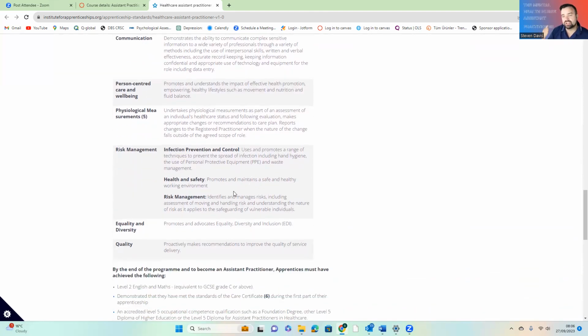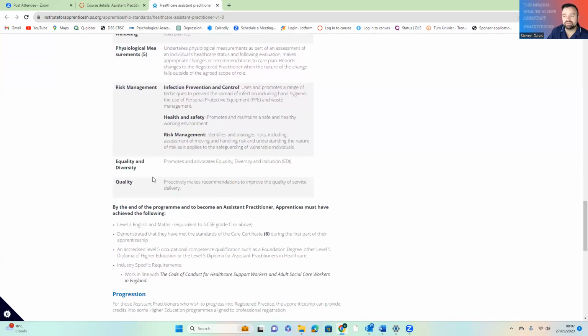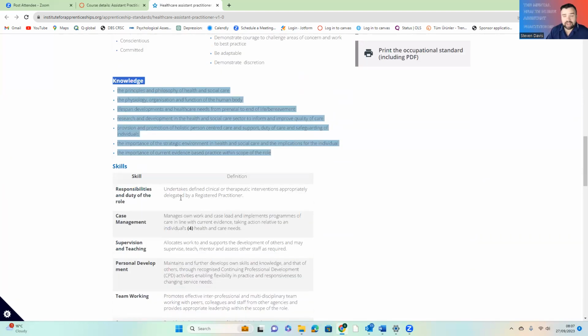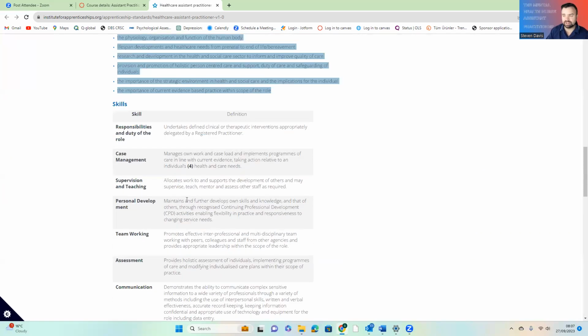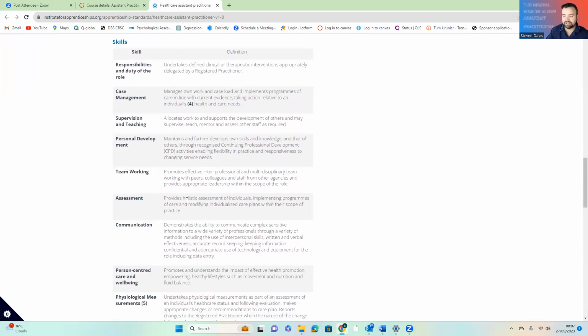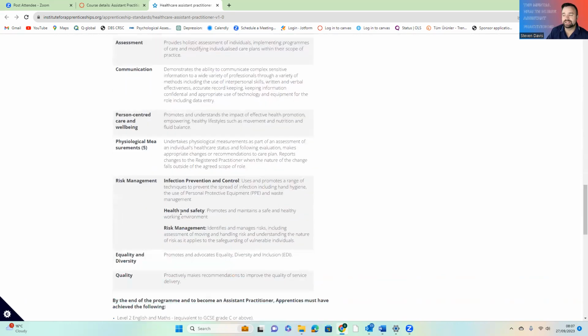Risk management, so infection control, health and safety, and risk, and positive risk taking, equality and diversity, so inclusion, and then quality improvement cycles. So again, from a skills point, it's a lovely skill set, nothing too technical there. In the diploma, it becomes a bit more technical, so we'll cover that shortly. But for the standards, that's what you're looking at.